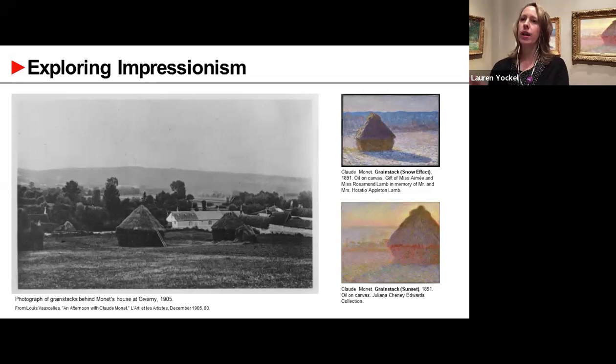And then you can see on the right-hand side of the screen, I have both of those paintings we were just looking at. And I also put the names of the paintings there now. You can see the one on the top is meant to appear like what the grain stack would look like in the snow. And then the one on the bottom of the screen now is the grain stack as it would appear at the time of sunset.